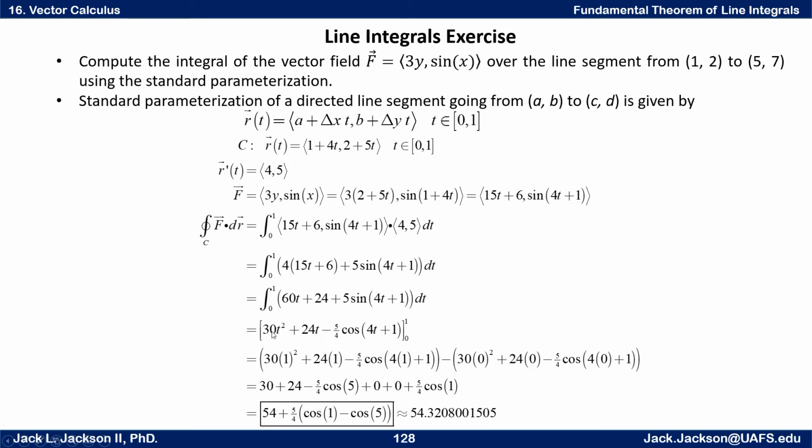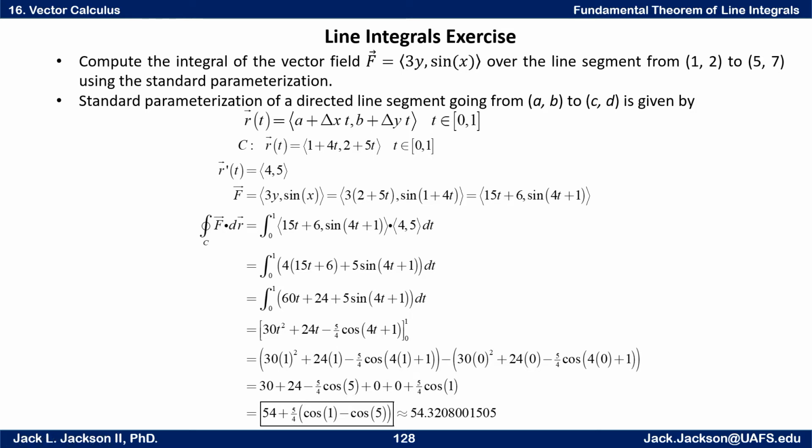Evaluate from 0 to 1 means you take this formula, plug in 1 everywhere there's a t, minus the same with 0 plugged in for t. 1 squared is 1 times 30 is 30. 1 times 24 is 24. 4 times 1 plus 1 is 5, so this is minus 5/4 cosine of 5. The next terms are 0, and this is 1, so this is minus 5/4 cosine of 1. 30 plus 24 is 54. I'll factor out a 5/4 and write this as 5/4 times cosine 1 minus cosine 5. That's probably about as simplified as I can make it for an exact answer, and we could get a decimal approximation on our calculator, coming out to be about 54.32.